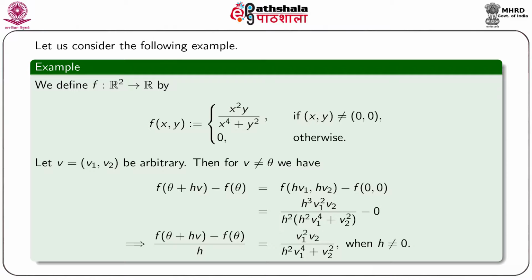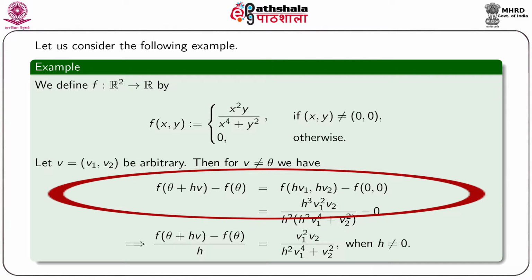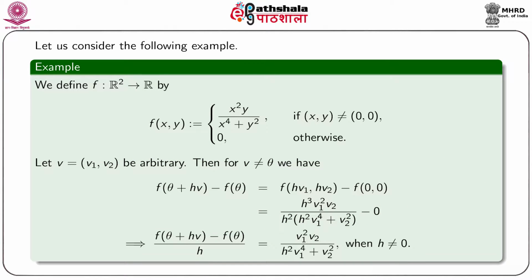If v is non-zero, then we have f(θ + hv) − f(θ), that is f(hv1, hv2) − f(0, 0). So, that is h³v1²v2 divided by h² into h²v1⁴ + v2². We divide both the sides by h. So, we have the ratio [f(θ + hv) − f(θ)]/h equals v1²v2 divided by h²v1⁴ + v2². This is properly defined only for non-zero values of h.